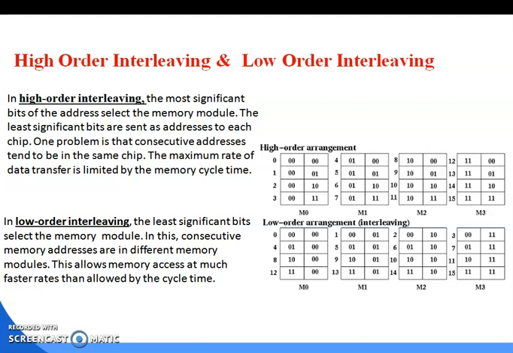But in the case of low order interleaving, the least significant bits select the memory module, and consecutive memory addresses are in different memory modules. This allows memory access at much faster rates than allowed by the cycle time. So these are the high order and the low order interleaving.